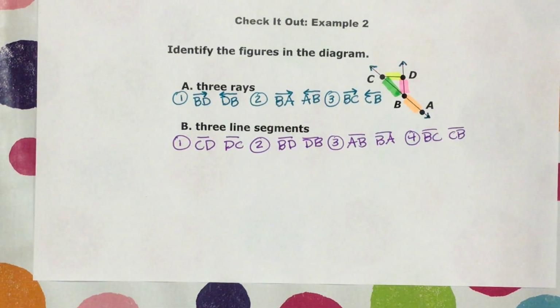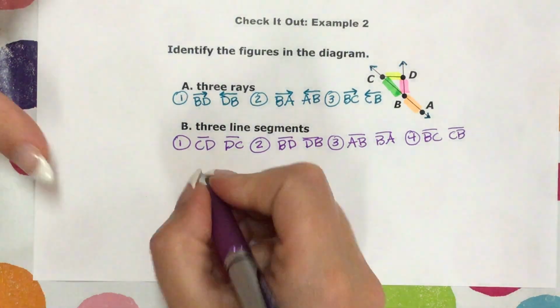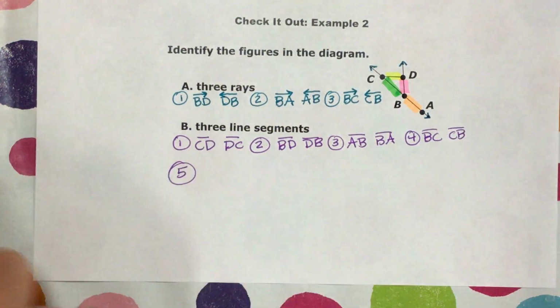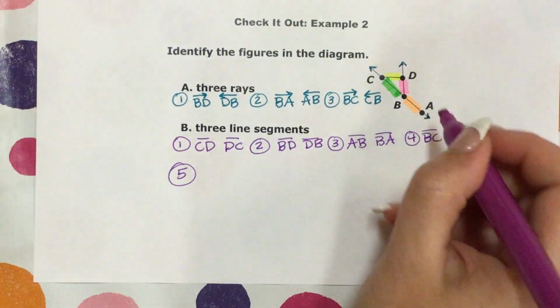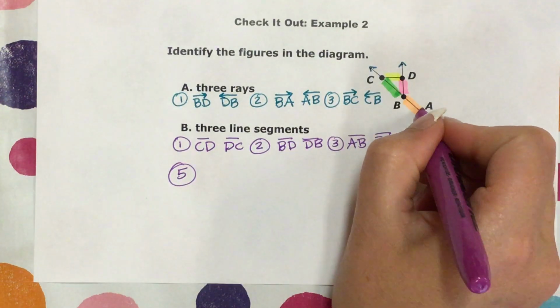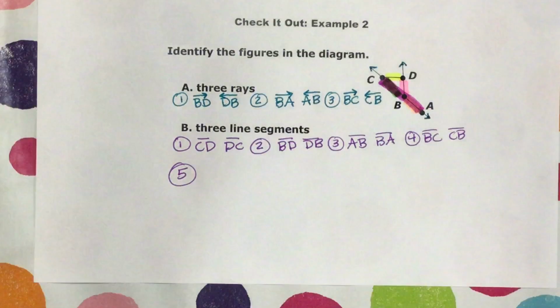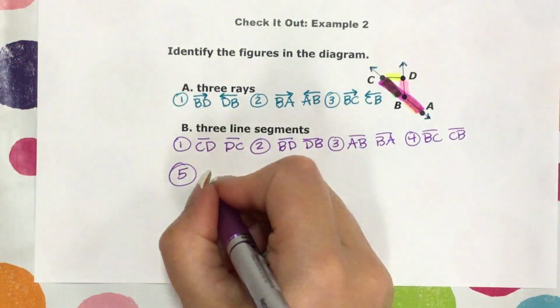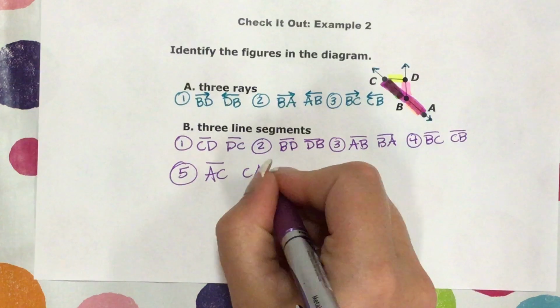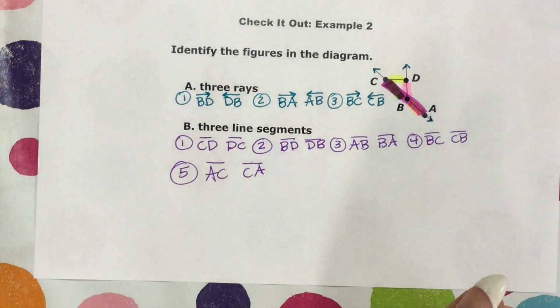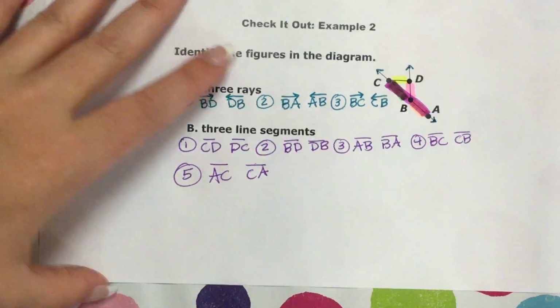And there's actually a fifth one. Can you see it? The fifth one, the grand finale of all line segments. I know we only have to do three, but I'm just getting excited, so we're going to do another one. The fifth one would be AC, right there. That would be the fifth line segment. So we can write that as AC or CA. And I think we have come to the end of all the line segments. All right, if you got those right, great job. Okay, we're going to move on to the next thing.